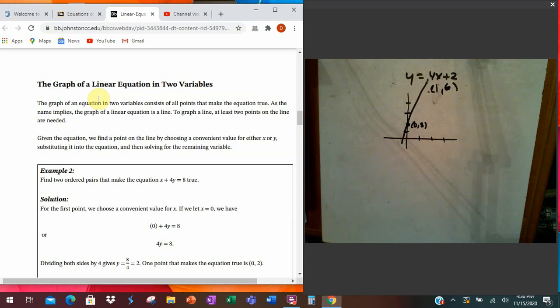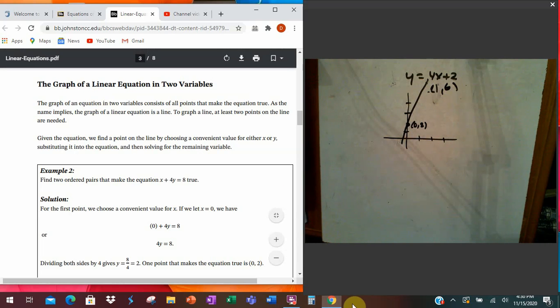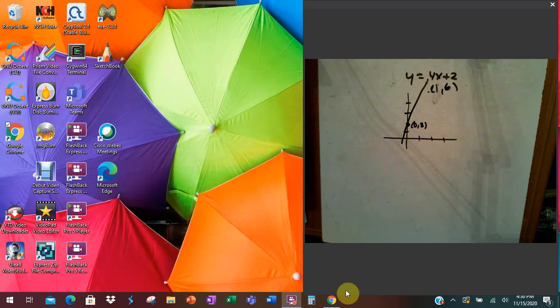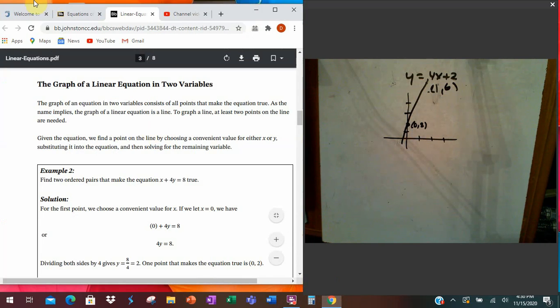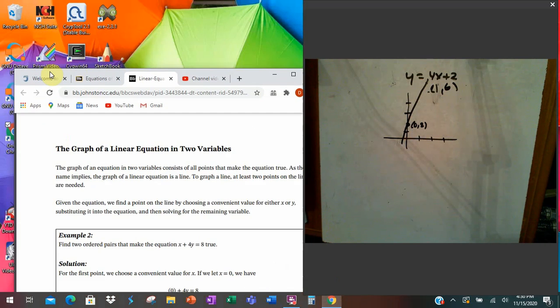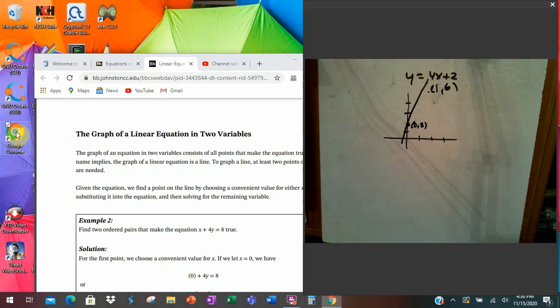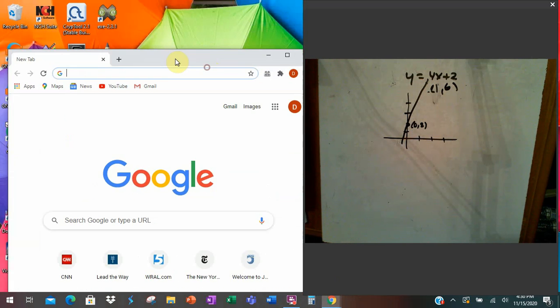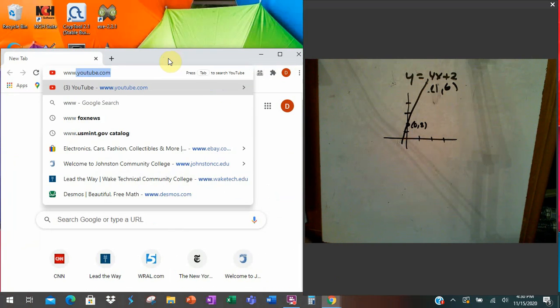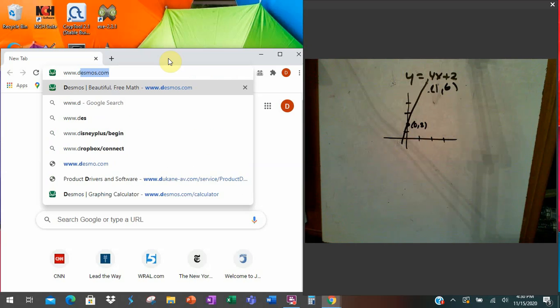Okay, the best way to actually see this is if I go through, let me leave this back up. I want to go to a graphing utility called Desmos, www.desmos.